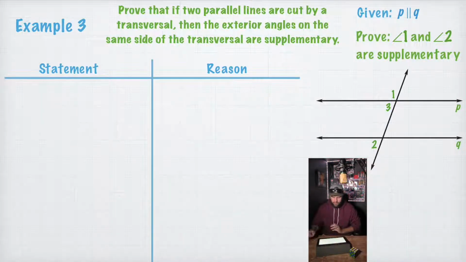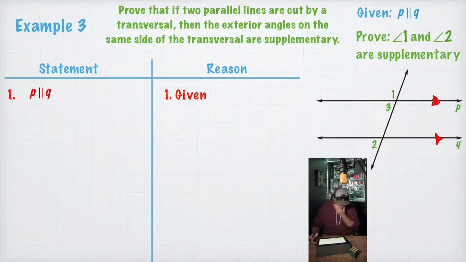Here they want us to prove that if two parallel lines are cut by a transversal, then the exterior angles on the same side of the transversal are supplementary. We're given that P is parallel to Q. I'll draw little arrows here, even though they won't be pretty. The first thing we do when writing our proof is write our givens. So P is parallel to Q, and that is given.